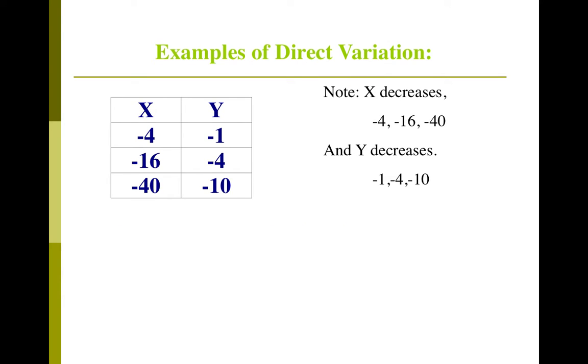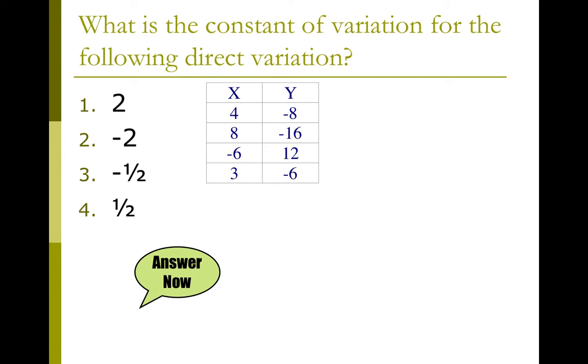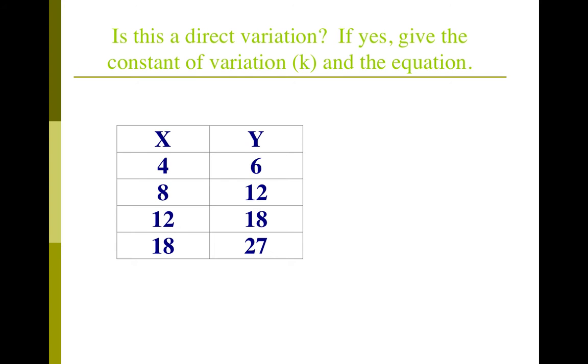What about this one? X is decreasing, y is decreasing. What is the constant of variation? I hope you got 1/4, because -1 divided by -4 is 1/4, -4 divided by -16 is 1/4, etc. Can you find the constant of variation for this? I hope you said -2 because -8 divided by 4 is -2, etc.